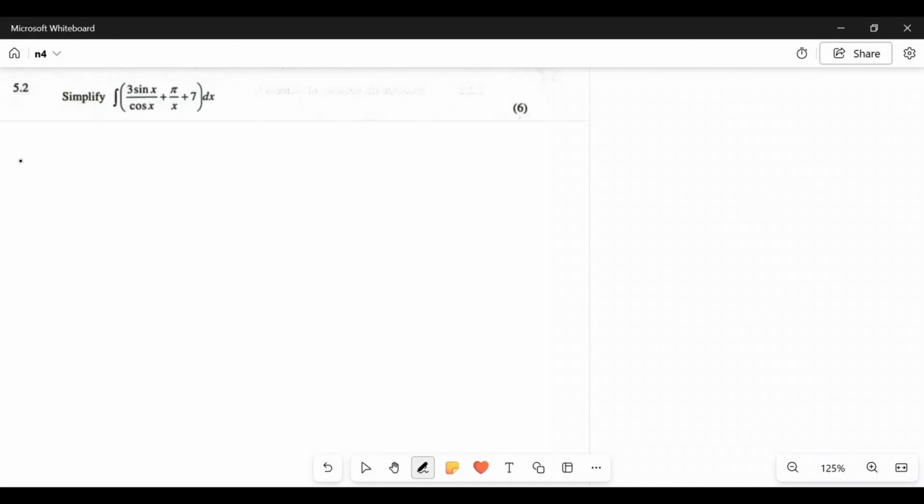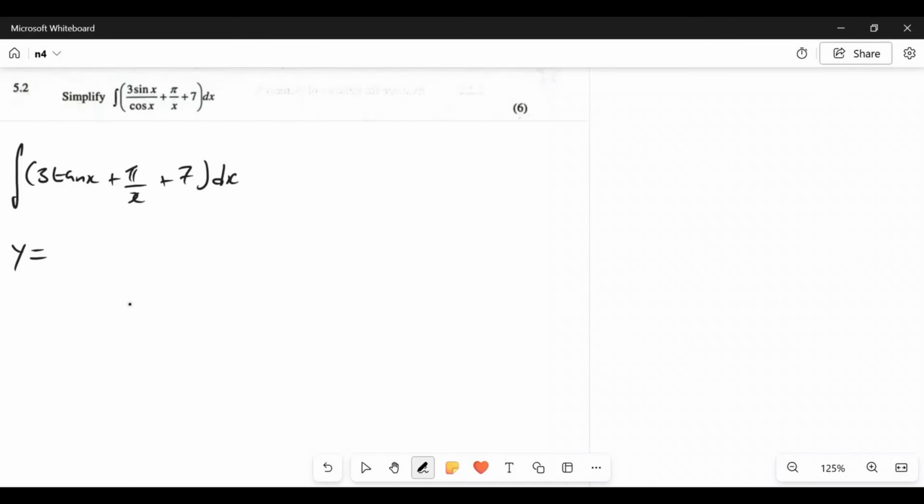Now let's start. We have sigma there, and then we have 3 sine x over cos x. We know that 3 is a coefficient. Sine x over cos x is going to give us tan x. There we go. Plus. Now the second term, we don't do anything. It's fine like that. And then the third term, we have 7 there. We also don't do anything. Now, when it's like this, we are able to integrate.